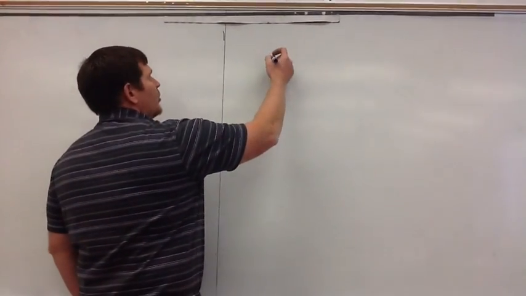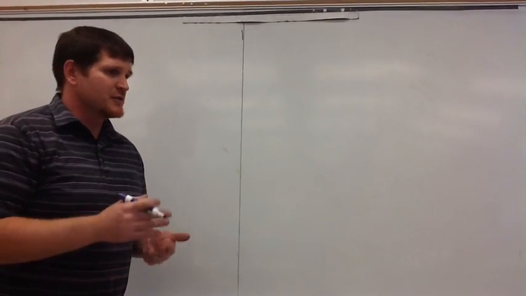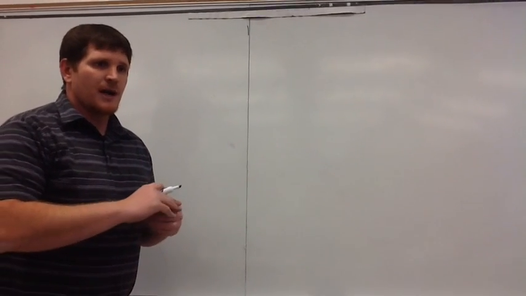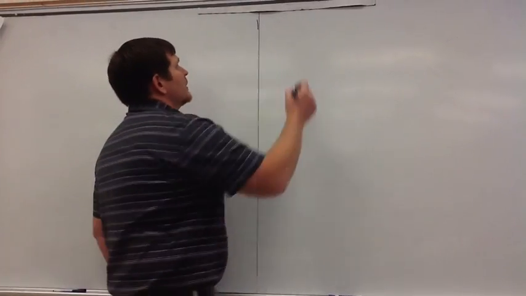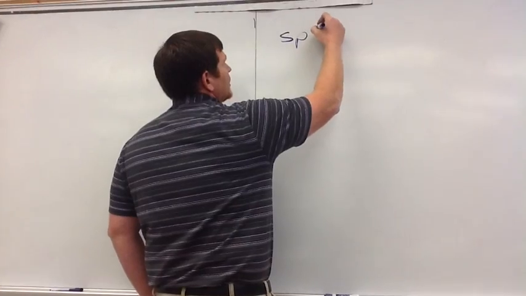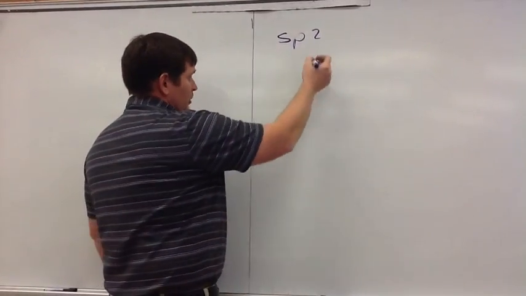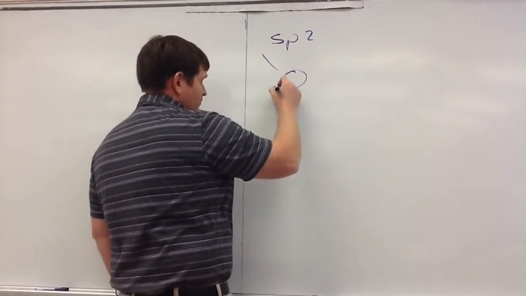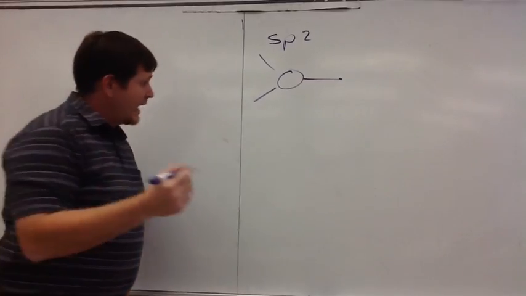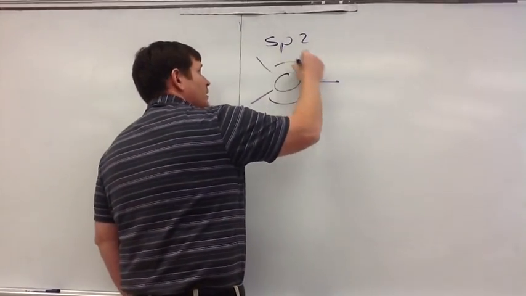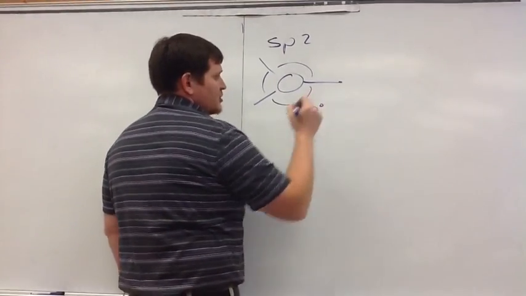All right, so with sp3, we had 4 branches coming off of it, whether it was electrons or actual elements that it was attached to. sp2 is going to have 3 branches coming off of it. So it's going to have a central atom and 3 things coming off that way. Now, when we work through this, that's going to give us a bond angle of 120 degrees.